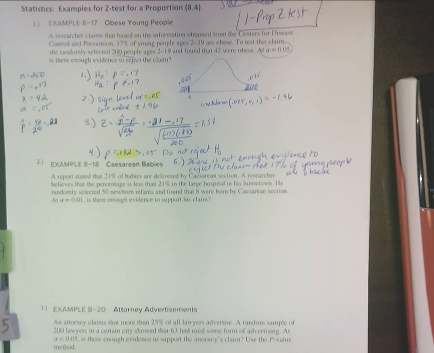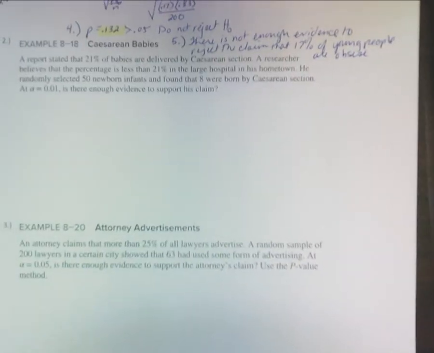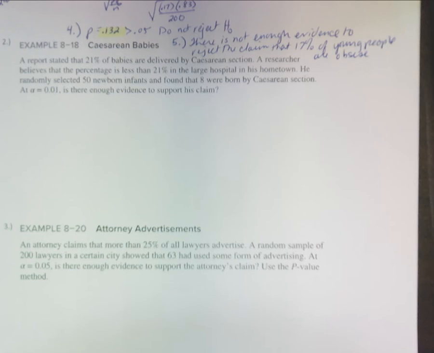So, cesarean babies. A report stated that 21% of babies are delivered by cesarean section. A researcher believes that this percentage is less than 21% in a large hospital. He randomly selected 50 newborn infants and found that 8 were born by cesarean. At the 0.01 level, is there enough evidence to support his claim?